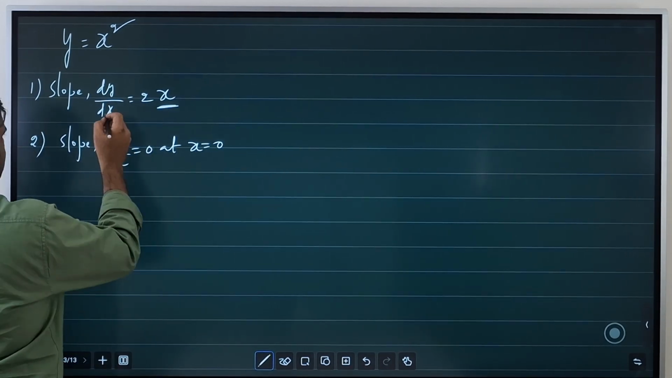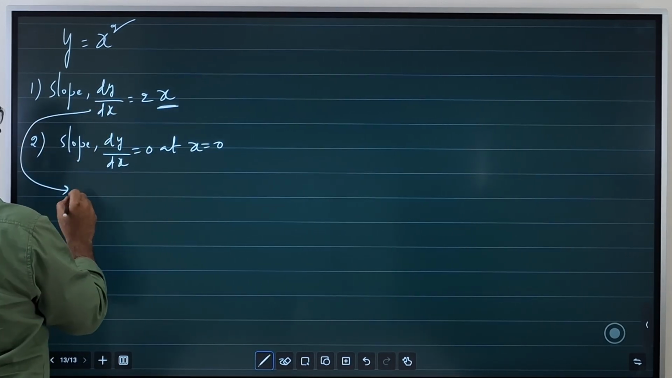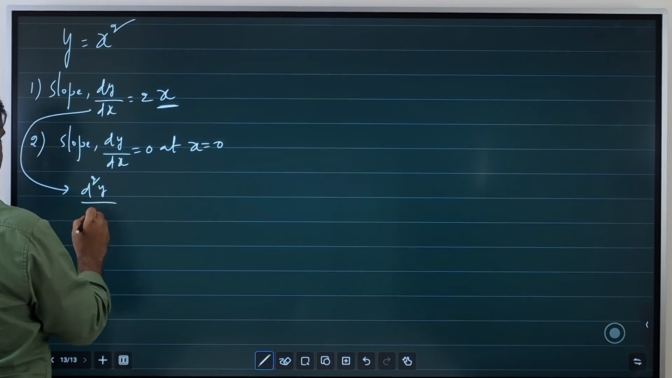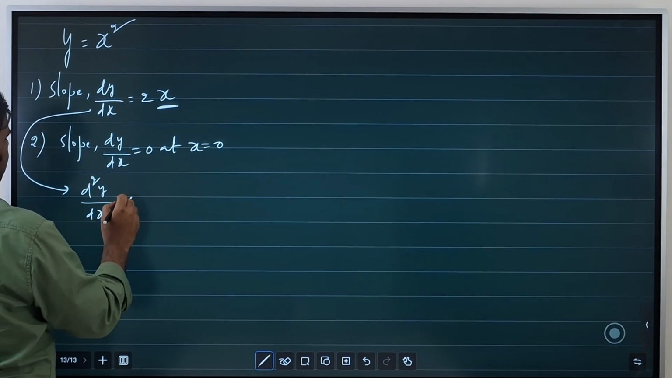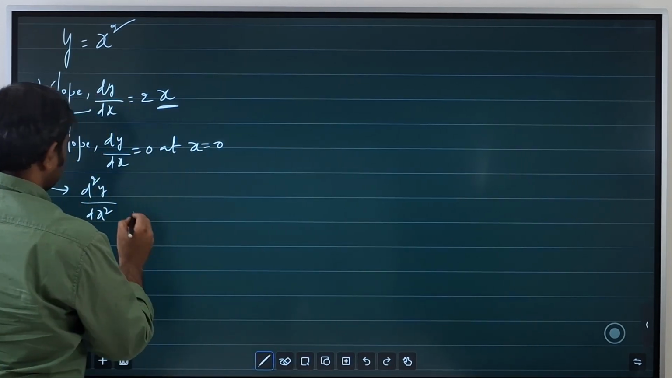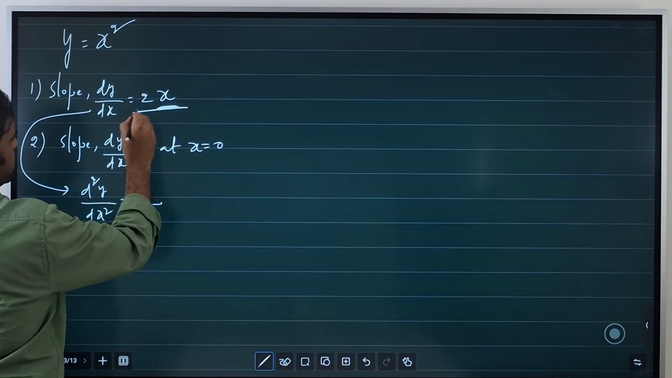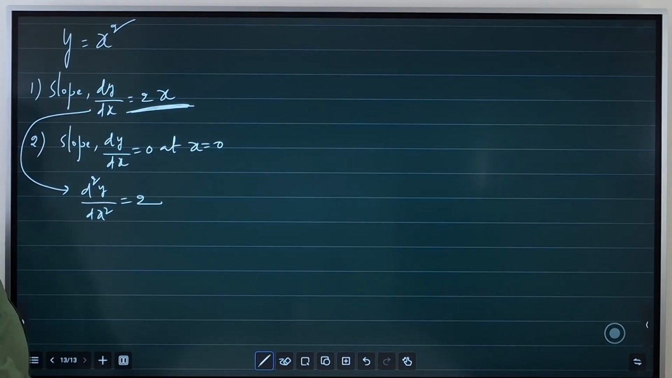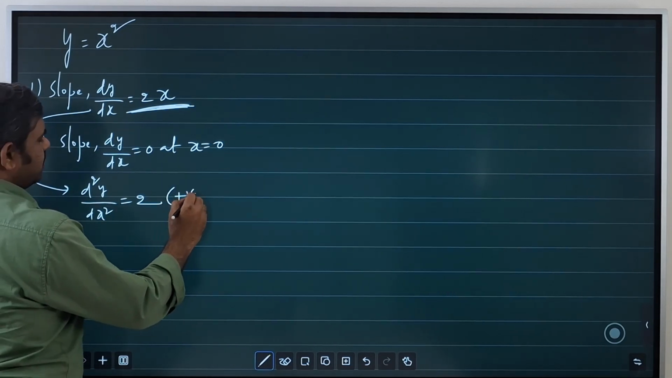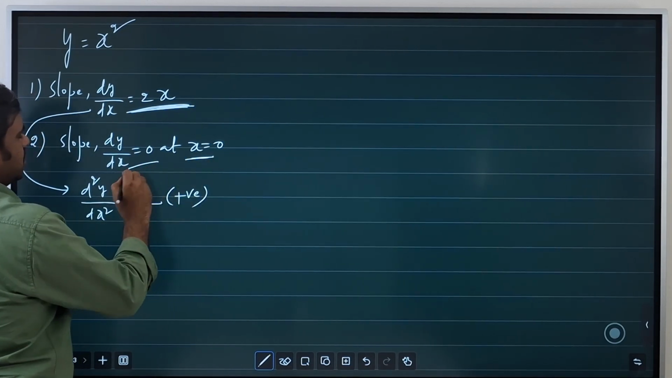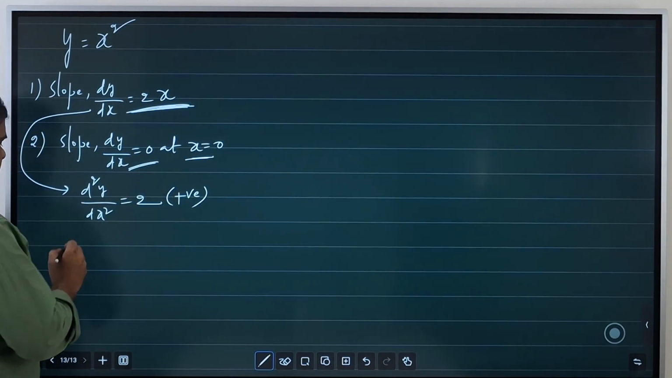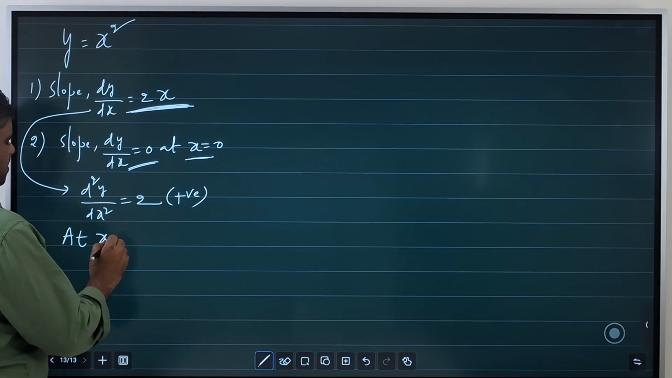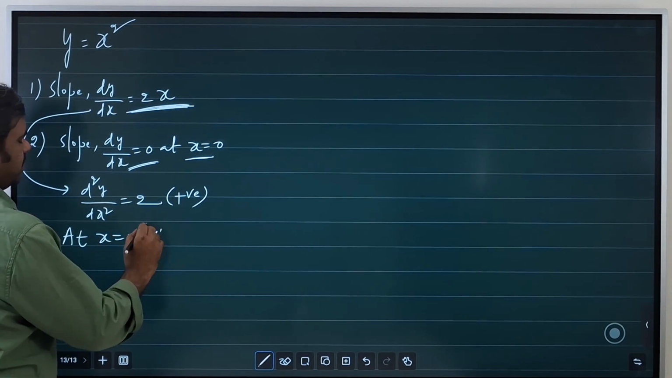At x is equal to 0, the second derivative becomes positive. Look, d square y by dx square is equal to 2. Differentiate this, find the derivative of dy by dx, you will get 2. So second derivative positive, first derivative 0. Means what? At x is equal to 0, y becomes minimum.